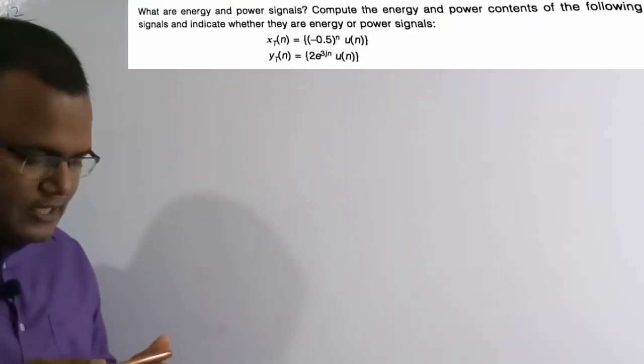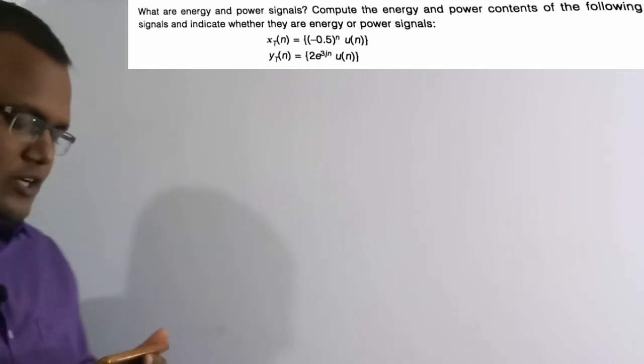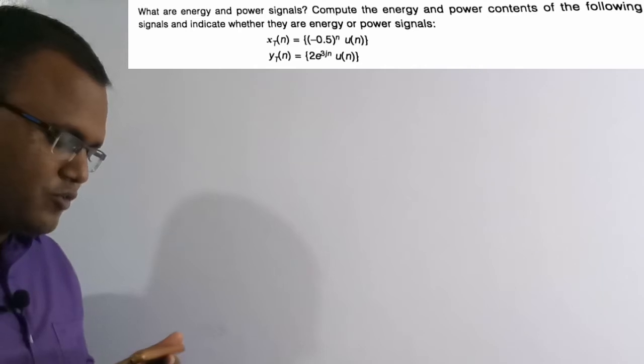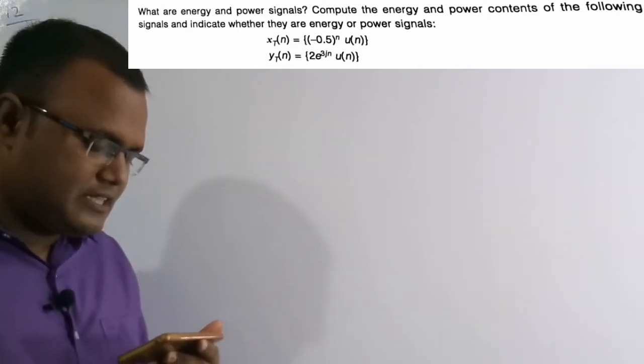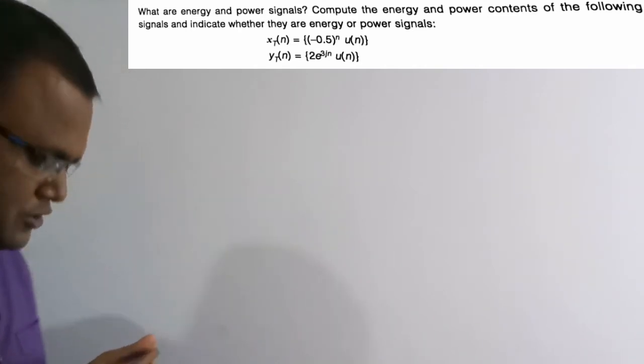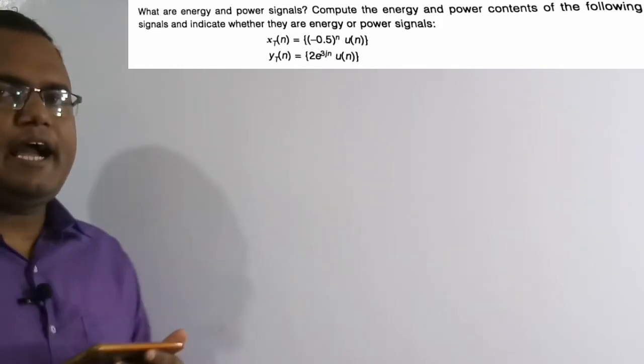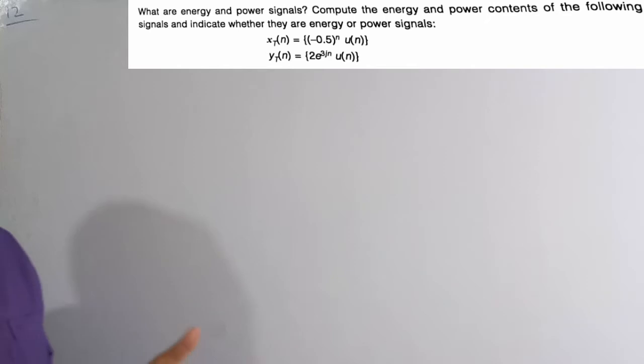So now we are going to solve the 12th question. See the question here. What are the energy and the power signals? Compute the energy and the power contents of the following signals and indicate whether they are energy or power signals. In the question they are given two signals, x of n and y of n, and we need to find whether these are energy signals or power signals.